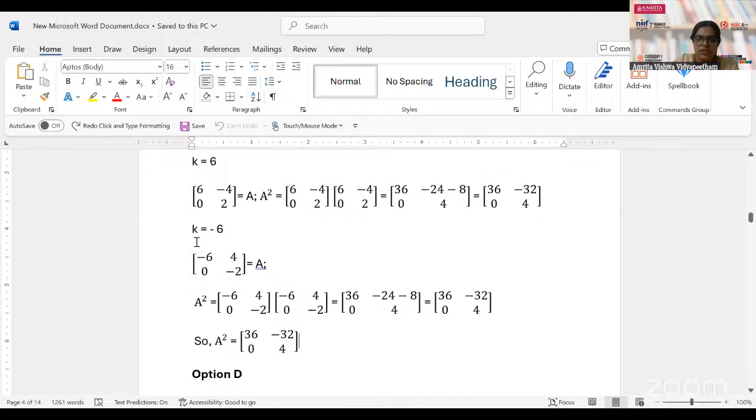K is equal to 6 and then minus 6. So both of the times you have different values, different signs and you got it. And you have to check for which among the option is correct. 36 minus 32, 0 and 4. Is this clear? Yes, 6 or minus 6. Atish, I think the answer is correct only. And good that all of you are able to get the answers correctly.